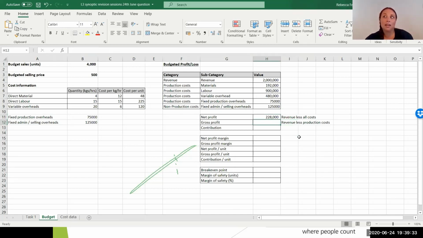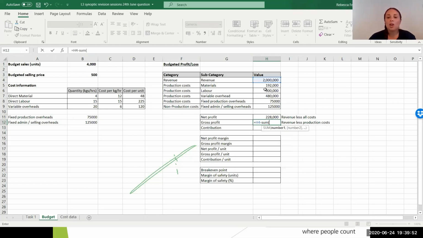If you're not sure about these, go back to some of your previous modules, look at a profit and loss account, and you'll see that you do revenue less cost of sales is your gross profit. Take off all of the other costs, it will give you net profit right at the end. So equals your revenue less the sum of all of your costs, but leaving out the one that isn't production. So all of the others are production costs. The one at the bottom is non-production costs. So we want to leave that out. And that should give you a gross profit of £353,000. Is everyone happy there?